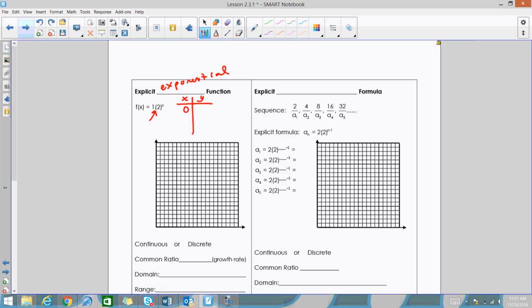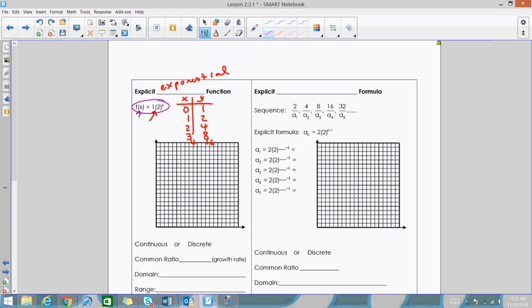So I'd start at 0. 0 would give me 1, 1 would give me 2, 2 would give me 4, 3 would give me 8, and so on and so forth. 4 would give me 16, and you keep going on and on. Now, because this is an equation, you actually can get decimal values.